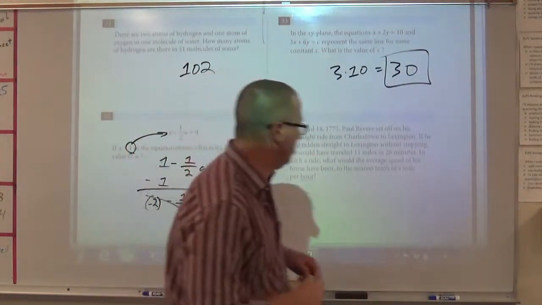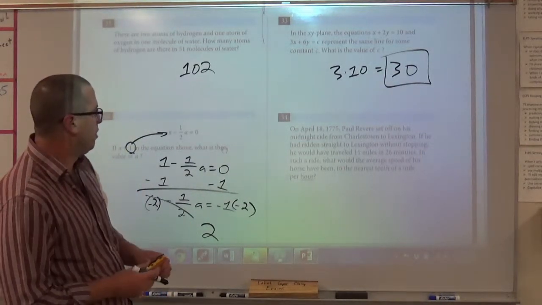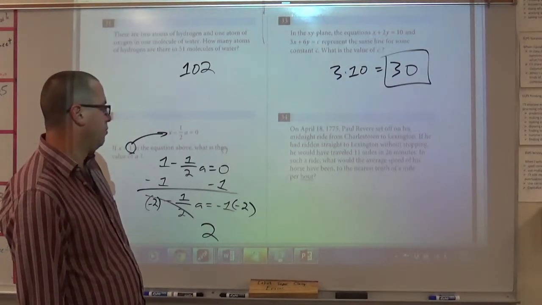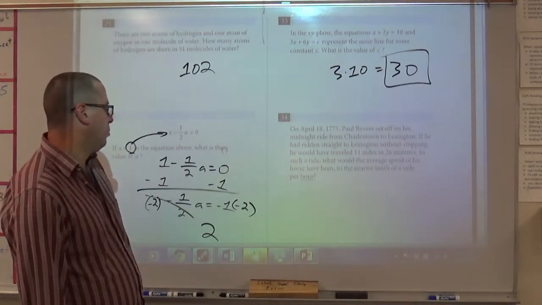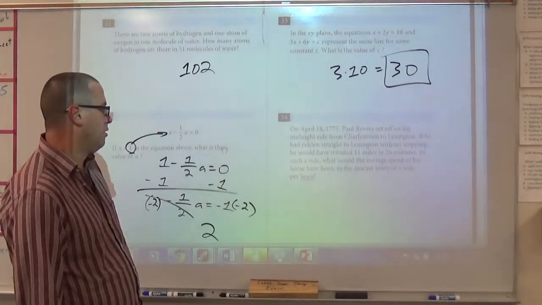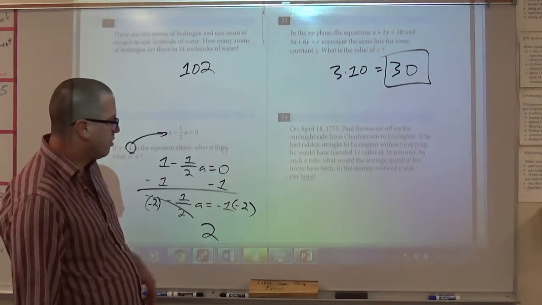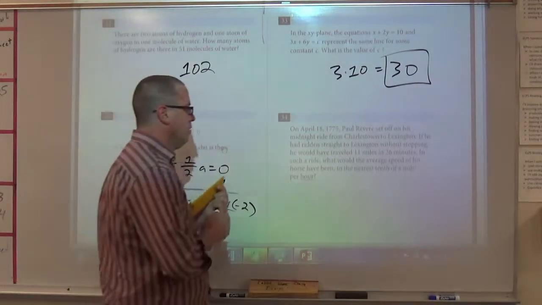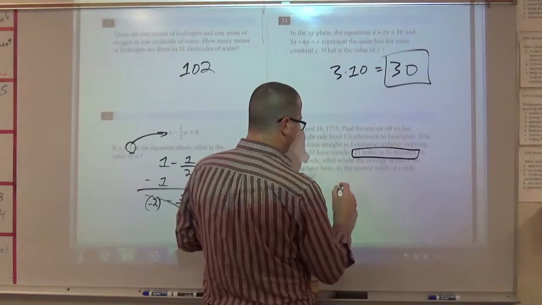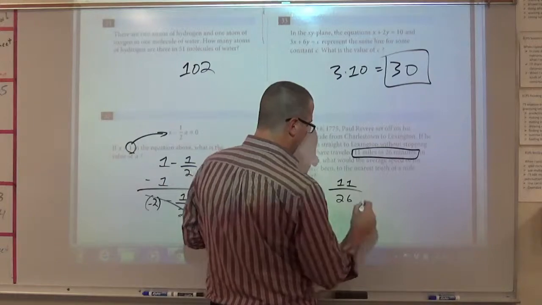For 34, we'll actually need a calculator. Alright, on April 18th, 1775, Paul Revere set off on his midnight ride from Charlestown to Lexington. If he had ridden straight to Lexington without stopping, he would have traveled 11 miles in 26 minutes. In such a ride, what would the average speed of his horse have been to the nearest tenth of a mile per hour? So right here we have miles per minute. So we've got 11 miles in 26 minutes. Miles per minute.